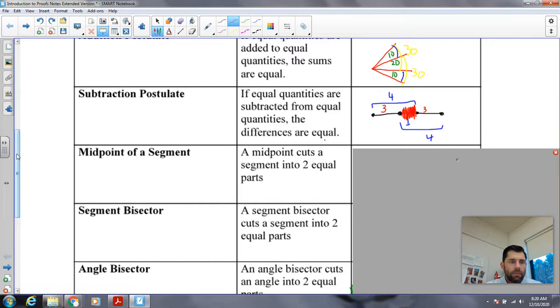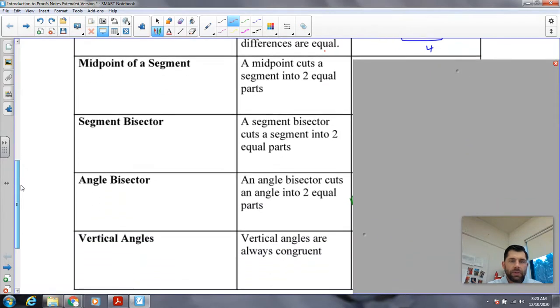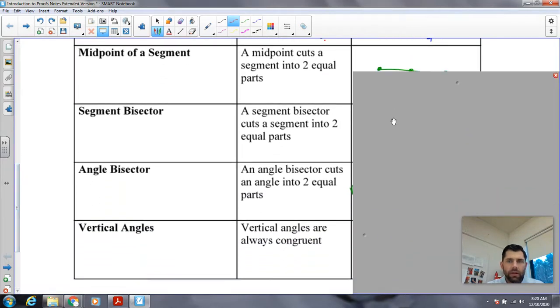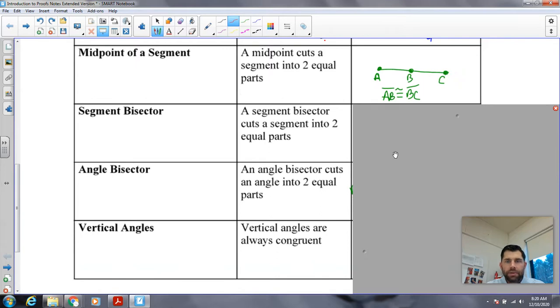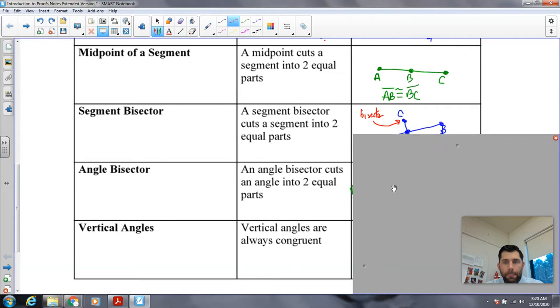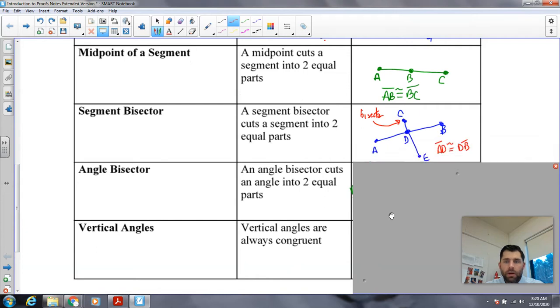All right, hopefully we got the next 3. We spent a lot of time earlier in the year on these. A midpoint. B is my midpoint. It cuts a segment into 2 equal parts. A segment bisector. So if CE, this line right here, is my segment bisector, then it tells me that the two pieces being bisected, AD and DB, are congruent.